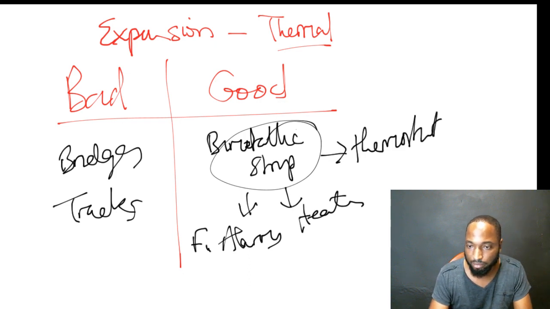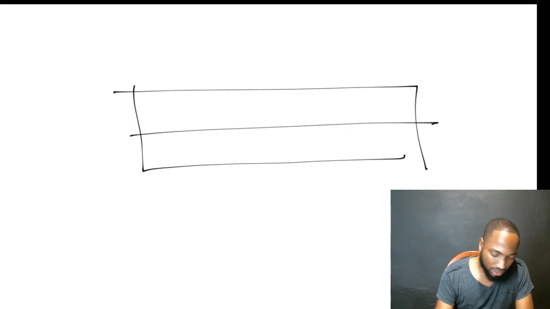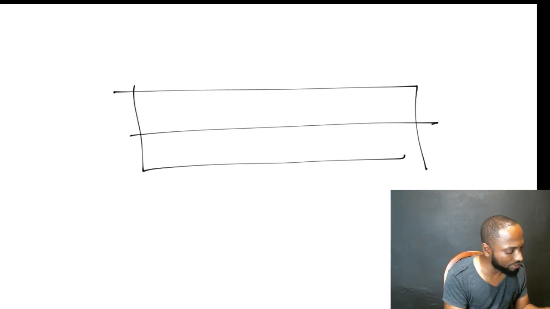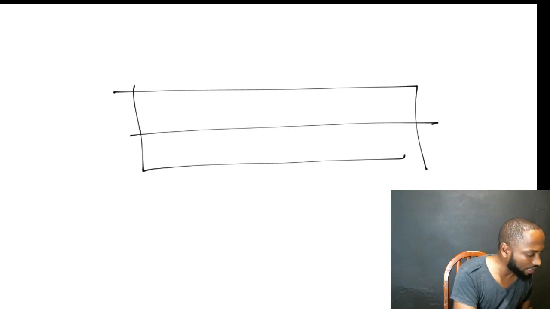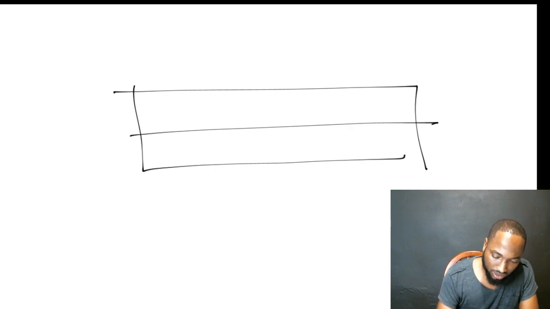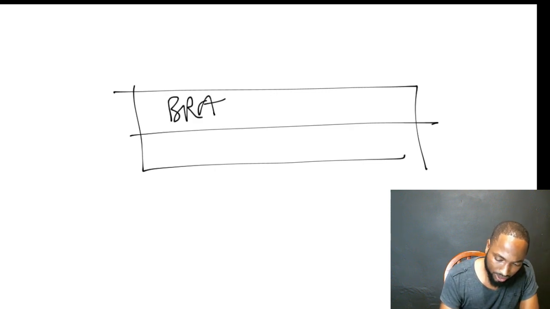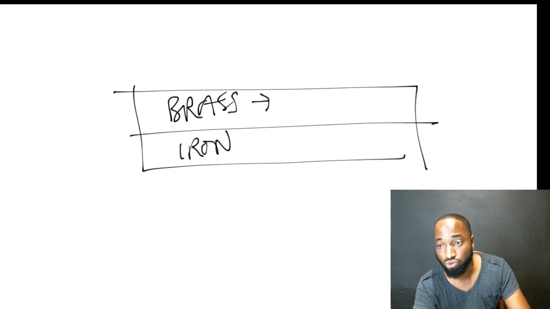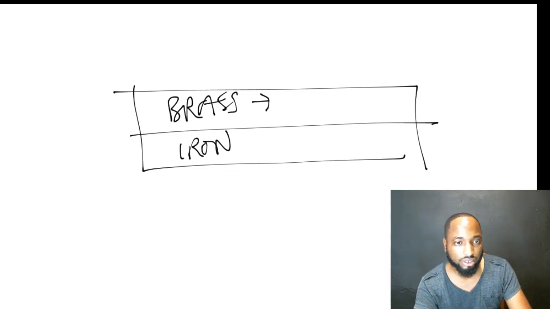Thermostat, my bad. The bimetallic strip works very simply. It uses two metals. I think it's brass and iron. What is brass, by the way? Brass is an alloy. Brass is copper and something. I forget. I used to know these things.